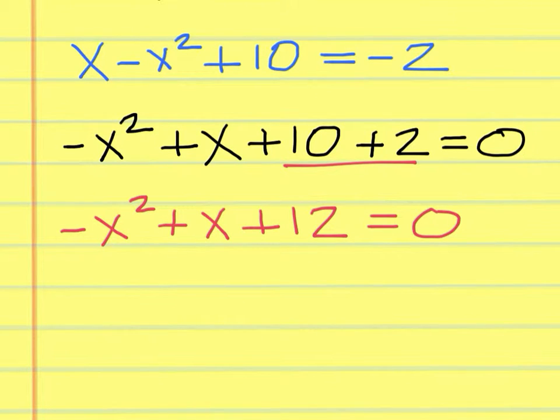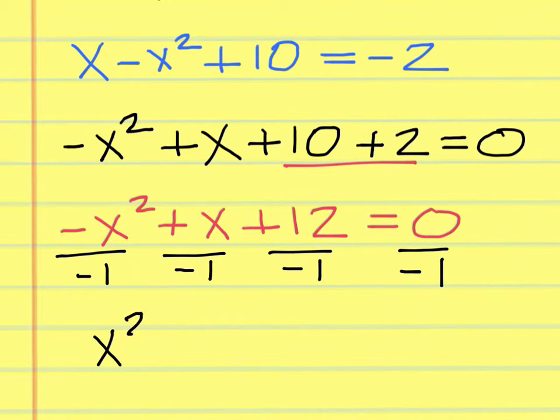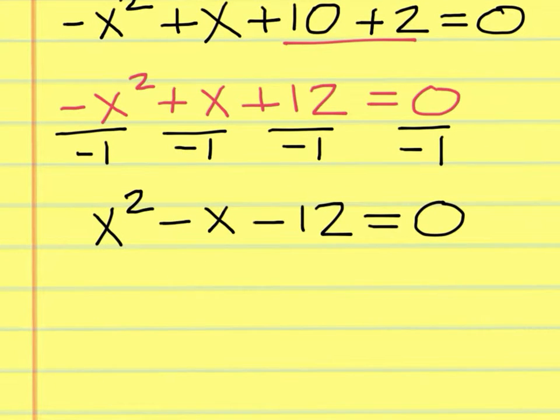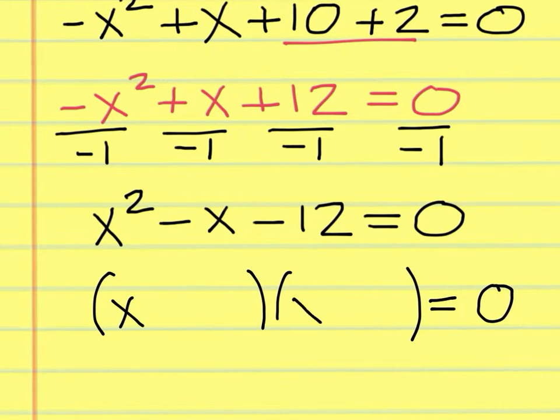Now you can solve this quadratic equation by completing the square, the quadratic formula, or factoring. Now anytime you have a negative x squared, you always have the possibility of dividing everything by -1, so that you can make the x squared positive. So if you do that, you get x squared minus x minus 12 equals 0. And this one becomes so much easier to factor. The factoring for this, you need two numbers that multiply to get a -12 and add to get a -1. That would be plus 3 and then minus 4.